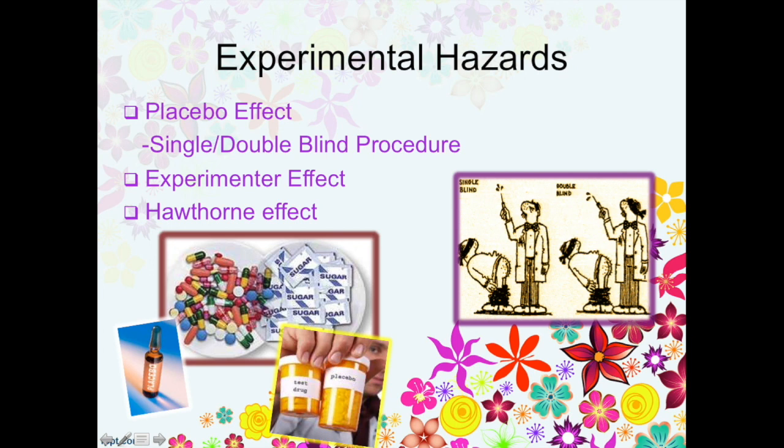Okay, now we're going to discuss experimental hazards. And so there's three major effects that we're going to talk about today. And we're also going to talk about ways to kind of manage those effects or circumvent them or prevent them. So the first thing that we're going to talk about is the placebo effect. And just as a reminder, a placebo is a false treatment. The purpose of a placebo is to hide the purpose of the study.